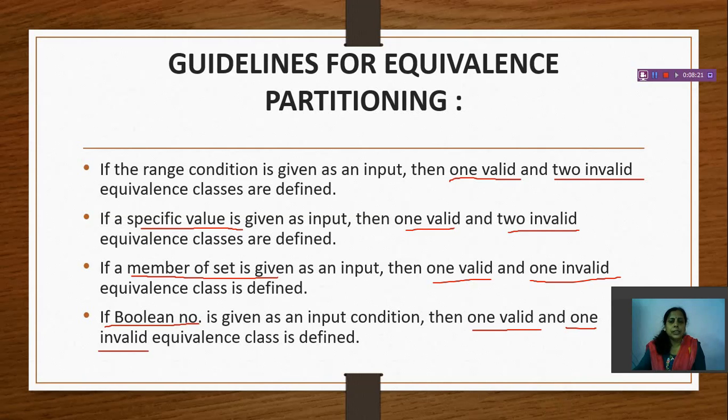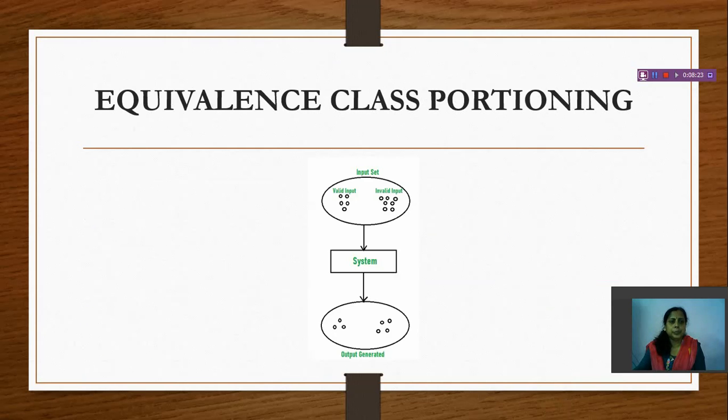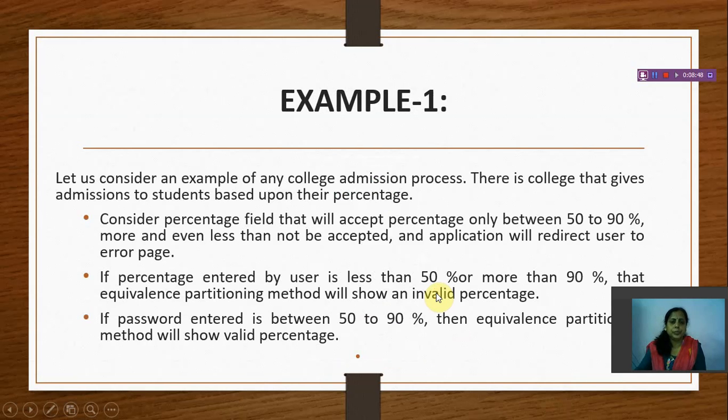So let's see an example. This is the figure of equivalence class partitioning. Means in the input set we give some valid input and some invalid input. As a result, it will display some output: for valid input it will show the valid output, and for invalid input it will show an invalid or some error message. So this is the example.